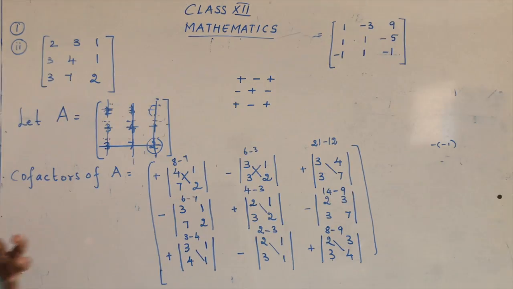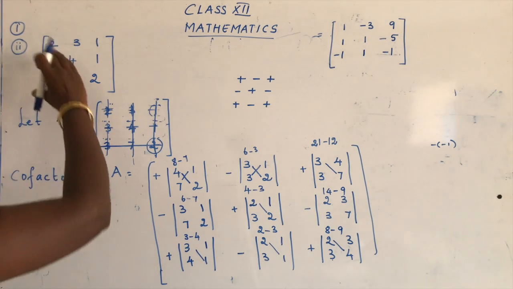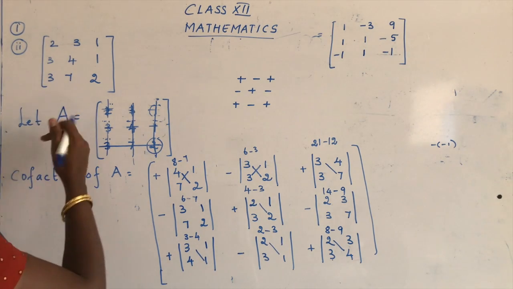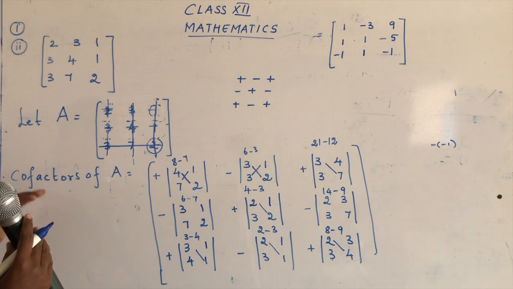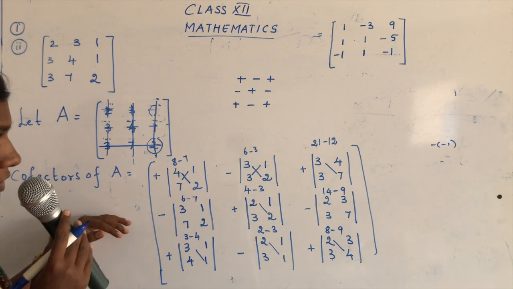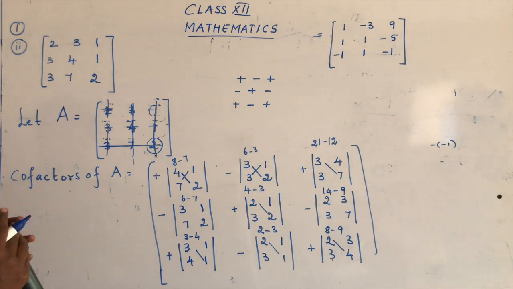So now what we have found? We have found the cofactors of A. Yes, children? So we have got a matrix A. So with that matrix, what we have done? We have completed our first step. That is, we have found cofactors of A. Now what we are going to do? Now our question is to find the adjoint of the given matrix. Yes? So now let's find the adjoint.